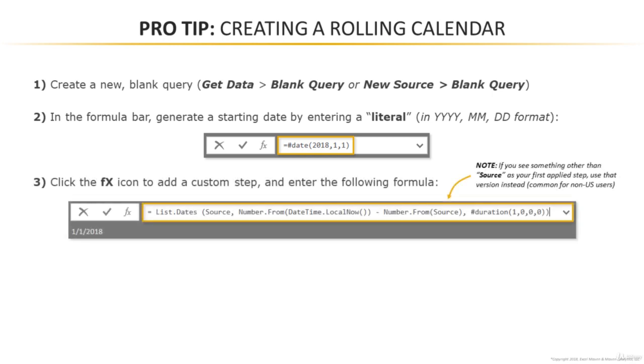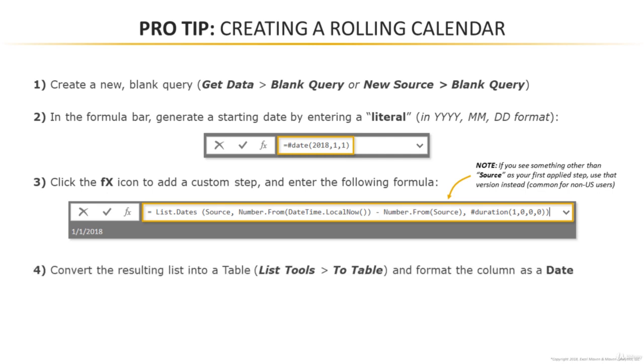From there, you're going to click the FX icon, which adds a new custom step, and you're going to enter the following M formula. Now, I know it's a lot, and I'll post this function into the Q&A section as text so that you can copy and paste it, but we're not really going to dig in and unpack how this formula is working. We're just going to use it almost like a recipe to create our list of dates.